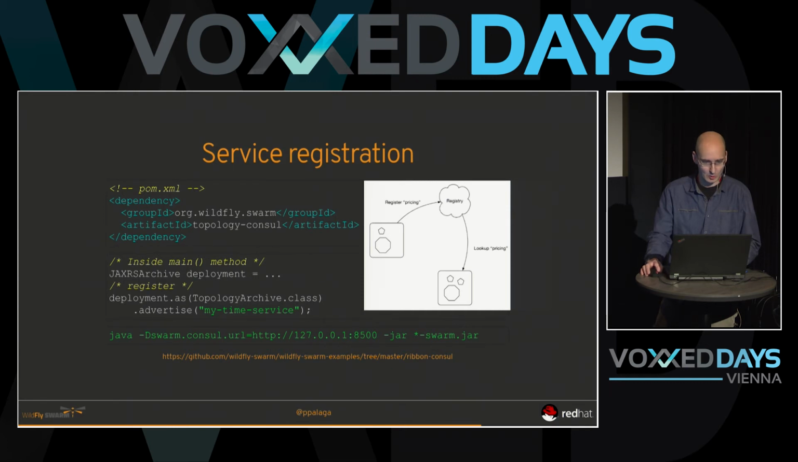So Consul is just one implementation of a service registry that WildFly Swarm provides out of the box. To use it, you actually don't need that piece of Java code. This is just showing what it does by default. The name under which your application is advertised is equal to the artifact ID in the POM file. This comes from an example called Ribbon Console under the WildFly Swarm GitHub organization.